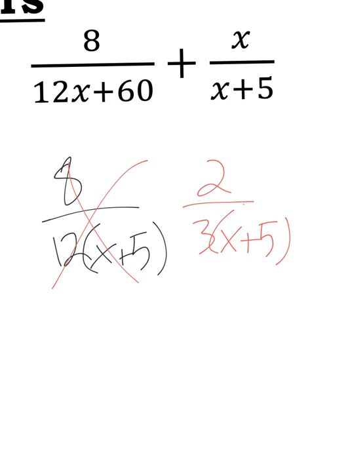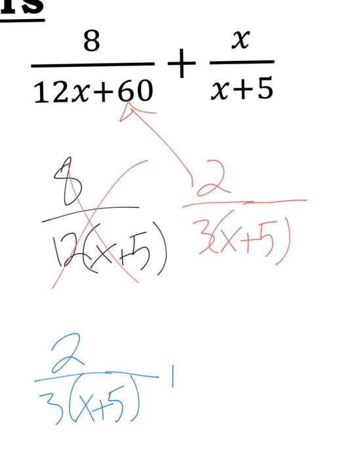And the reason why I'm simplifying now rather than later is I think it just makes things easier going forward, because we will have to ultimately simplify our fraction at the end. But if you do it at the beginning, then you don't have to do it at the end. And you're dealing with smaller numbers. So I got this from that fraction right there. This fraction, the x over x plus 5, that doesn't change at all. So I can rewrite this now as 2 over 3 times x plus 5 plus x over x plus 5.